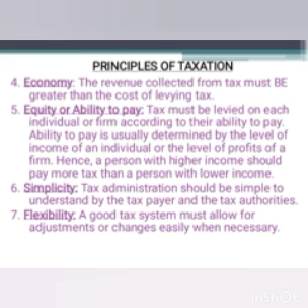Number five, equity or ability to pay. A tax must be levied on each individual or company according to their ability to pay. Ability to pay is usually determined by the level of income of an individual or the level of profit of a firm. Hence, a person with higher income should pay more tax than a person with lower income. I think that is self-explanatory enough. Meaning if you are earning more money, you should pay more tax. Meaning the rich should pay more and the poor should pay less.